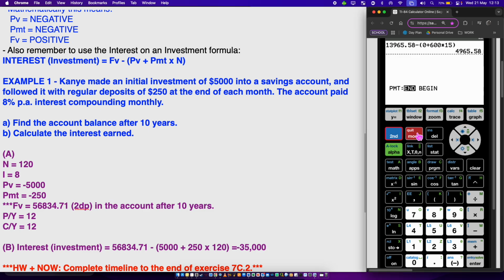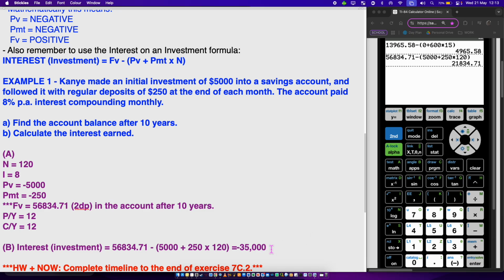Hopefully that's right. Let me check. 56,834.71 minus $5,000 plus 250 times by 120. Yeah, it's completely wrong. Apple Intelligence is garbage. $21,834.71 in interest. Yeah, I'll have to turn that off because it keeps answering and it gets it wrong anyway. It said 20 grand for some reason.